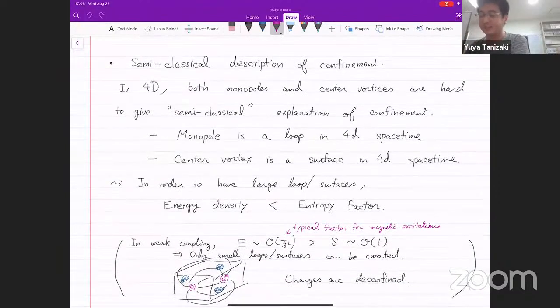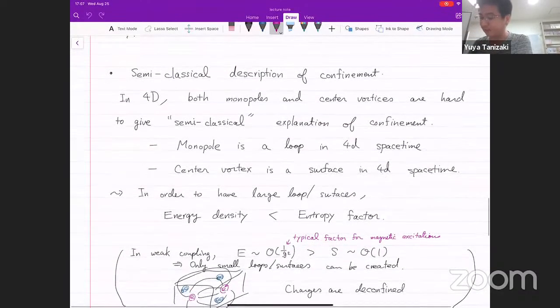So I want to discuss whether this kind of scenario, monopole condensation or center vortex, is useful to understand confinement semi-classically. As an intuitive picture, both scenarios are very useful and give some explanation of how confinement really occurs. But in order to convince ourselves that this really occurs, it is good to have nice analytic control to treat those excitations. But unfortunately, in the case of 4D, we know that both monopole and center vortex excitations are not good for semi-classical treatment.